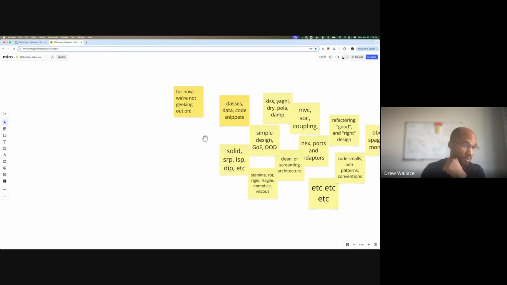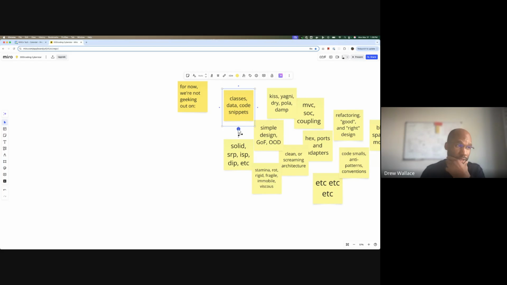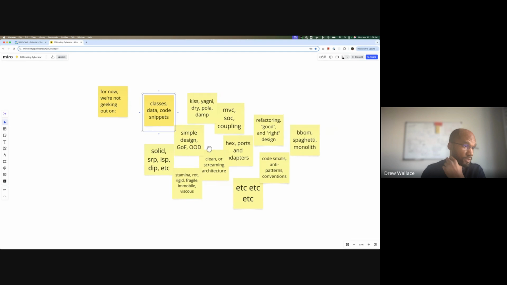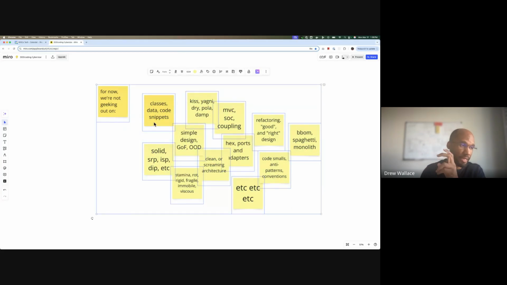For now, we're not going to be talking about classes, data, code snippets, or anything like that in this next 25 minutes. So none of this cool stuff. We'll do that later on. But I'm sure everybody here, or most of us, will recognize a lot of these terms. And they all fall within design. But again, everyone has different conceptions of design.